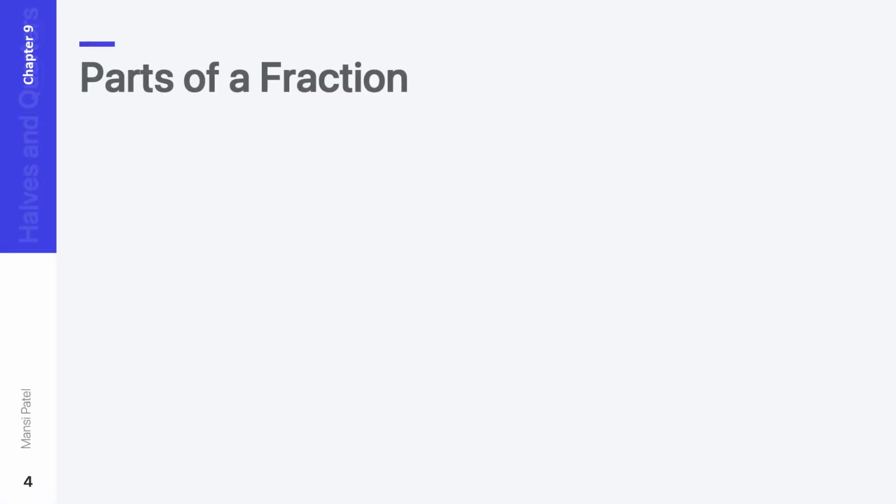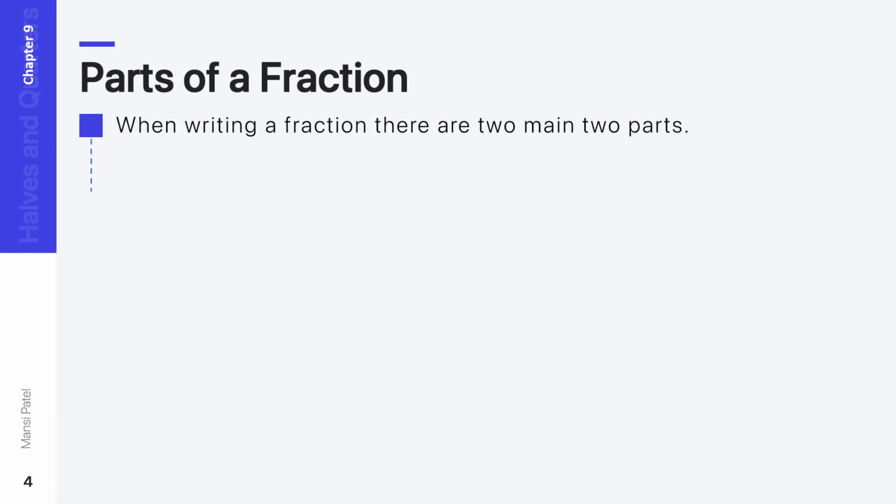Now let us see the different parts of a fraction. What are the different parts of a fraction? See here. When writing a fraction, there are mainly two parts. When we write anything as a fraction, how many parts are there? There are two main parts, and those two main parts are the numerator and the denominator. Now what is the numerator? What is the denominator? Let us see.